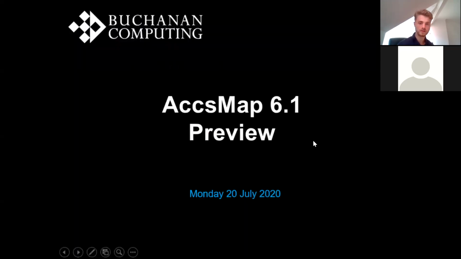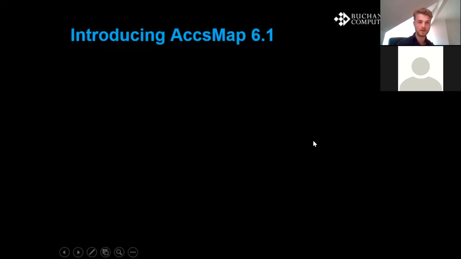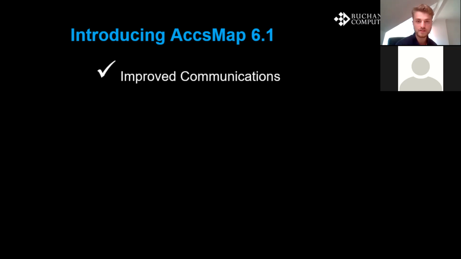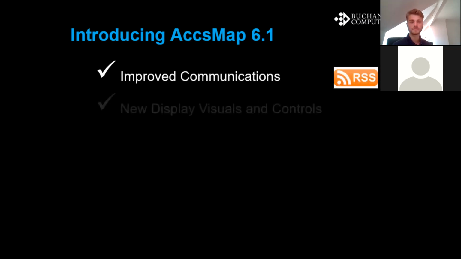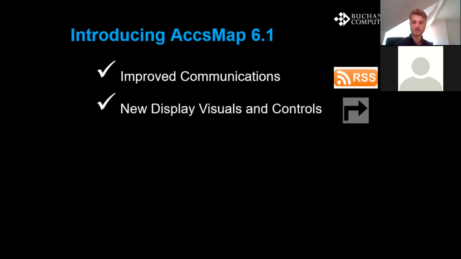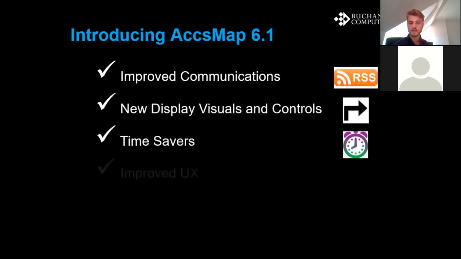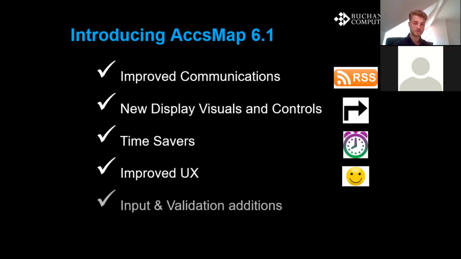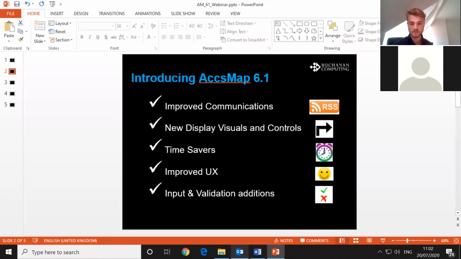Here we go. So, AccsMap 6.1 preview. There are lots of new features coming up within 6.1, so there's some improved communications, new display visuals and controls. I'll go into more detail in these in a moment. Some time savers, improved user experience, and there are also some input and validation additions. So let's take a look at this.